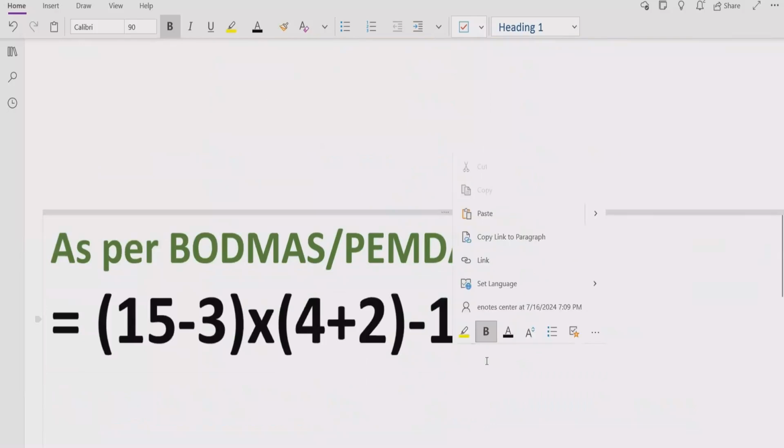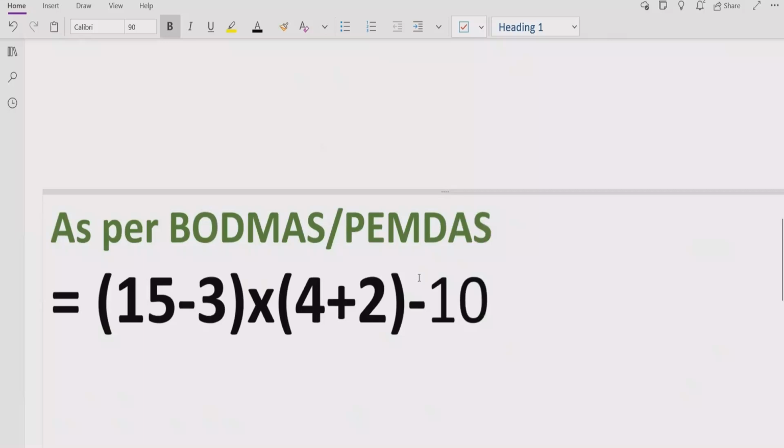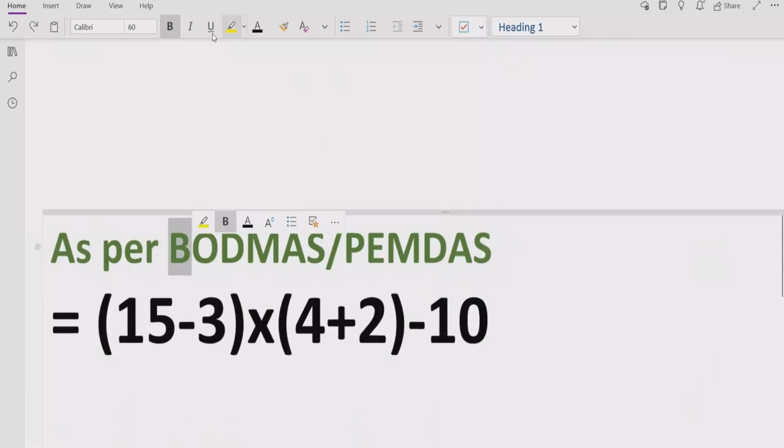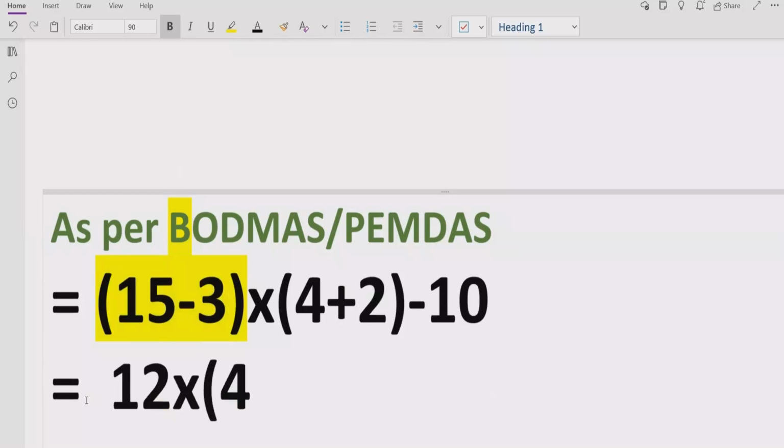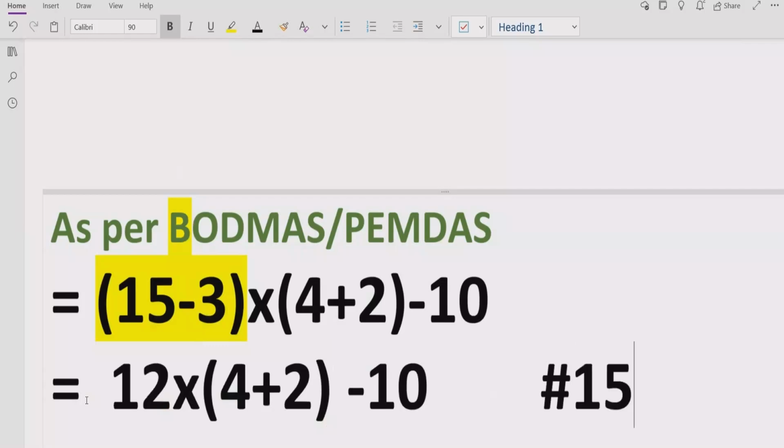As you can see, in our expression we are using the BODMAS and PEMDAS rule. It means that if your expression contains any parentheses, we have to solve that part first. So first we will solve the first bracket: 15 minus 3 equals 12. Multiply by and 4 plus 2, we will write as it is right now. After that, we will give the reference here: 15 minus 3 equals 12.